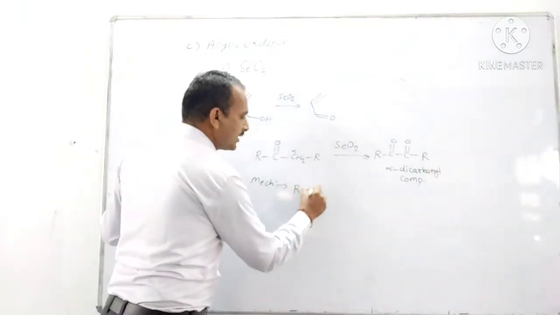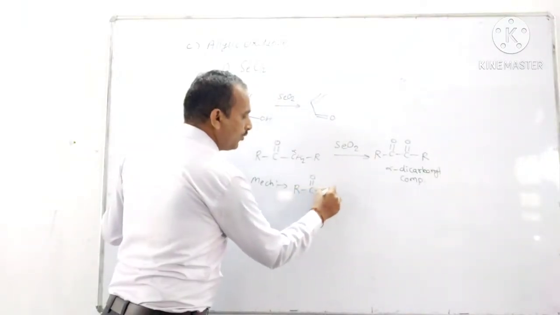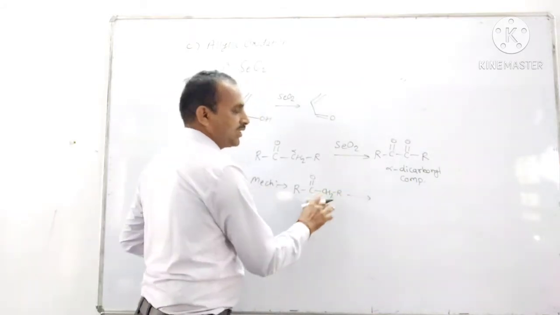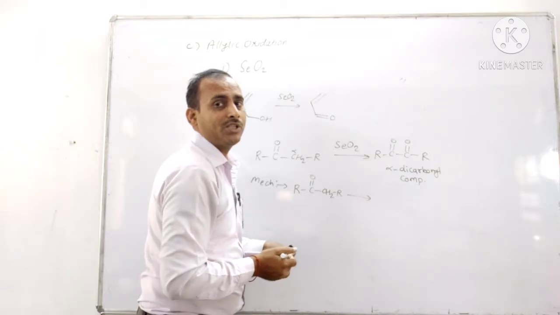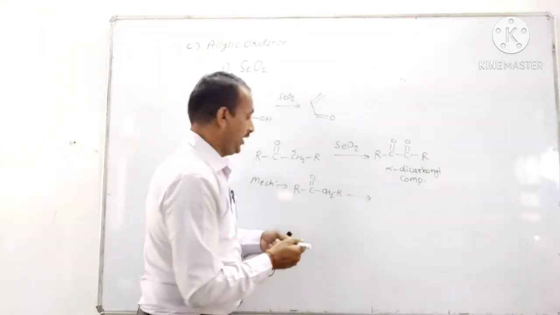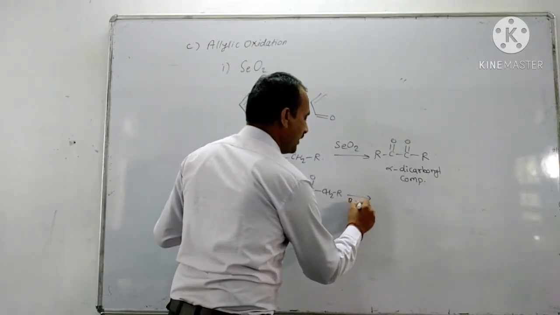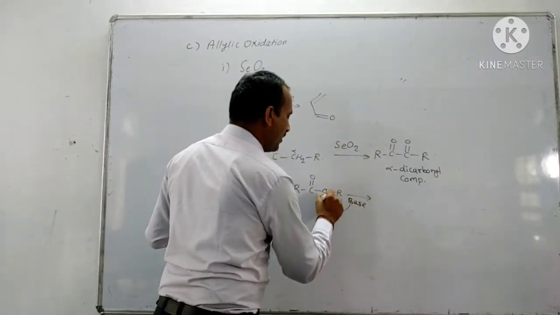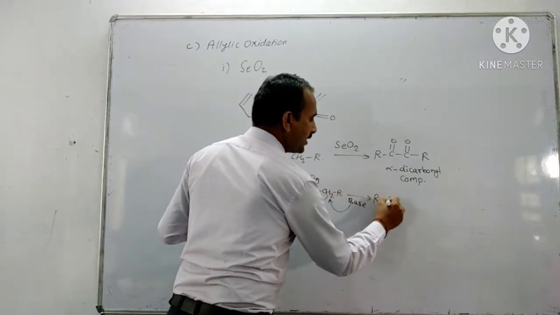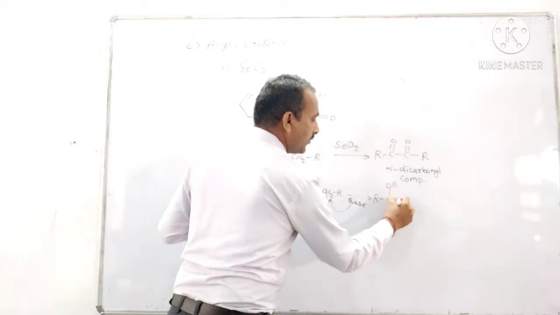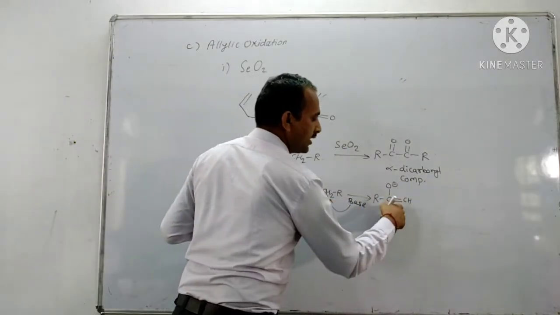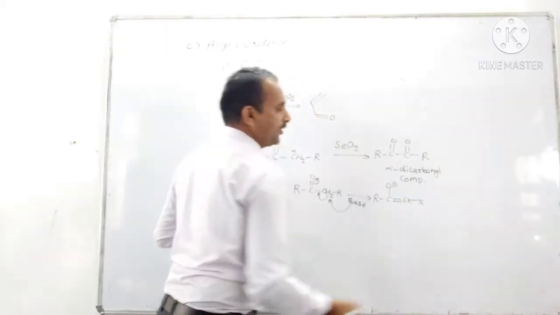Now RC double bond O CH2R. In the presence of base, it undergoes tautomerization to form the enol, and there is formation of enolate. The base abstracts a proton from the alpha carbon, and an enolate forms: RCO minus, double bond CH, with one hydrogen abstracted by the base.